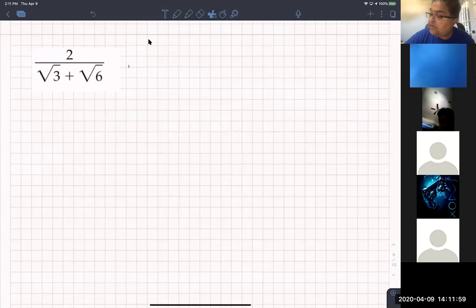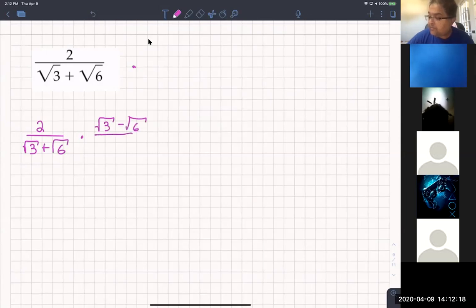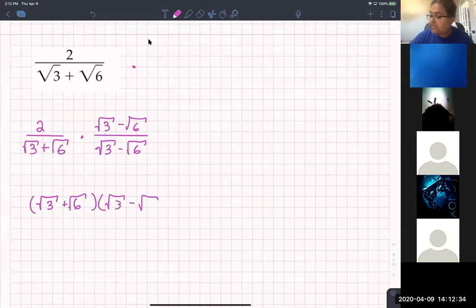So you multiply both the numerator and denominator by their conjugate, which is root 3 minus root 6. Okay. Now when I multiply across, I get root 3 plus root 6 times root 3 minus root 6.